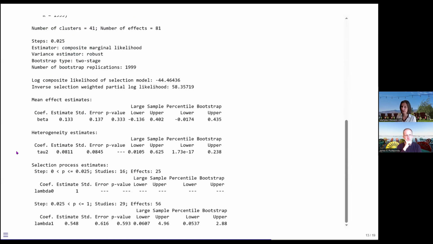The first thing you might notice is that our effect size estimate of 0.13 does not change, nor do the heterogeneity estimates or the lambda estimate. What's new in this example is that we now have an additional column for the percentile Bootstrap confidence intervals. And you might notice that this confidence interval is quite a bit narrower than the one from the large sample.